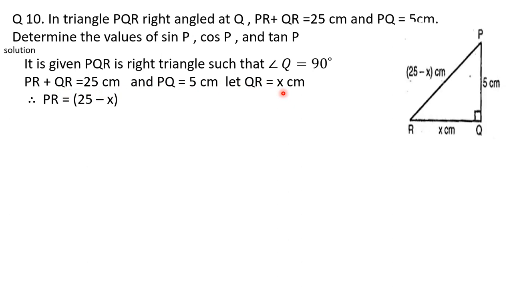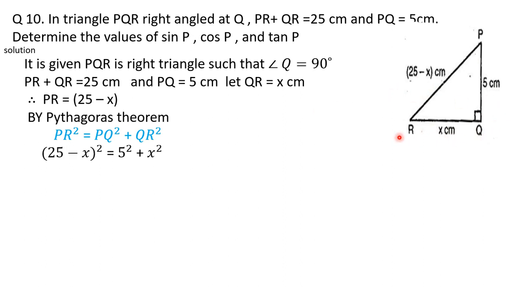Now when we observe the figure right angled at Q, PR plus QR, that is hypotenuse and base, sum is given 25. So if we assume the base QR is x, the hypotenuse PR will be 25 minus x. So in right angle triangle PQR, by Pythagoras theorem, PR square is equal to PQ square plus QR square, and putting the values, we get 25 minus x whole square is equal to x square plus 5 square.